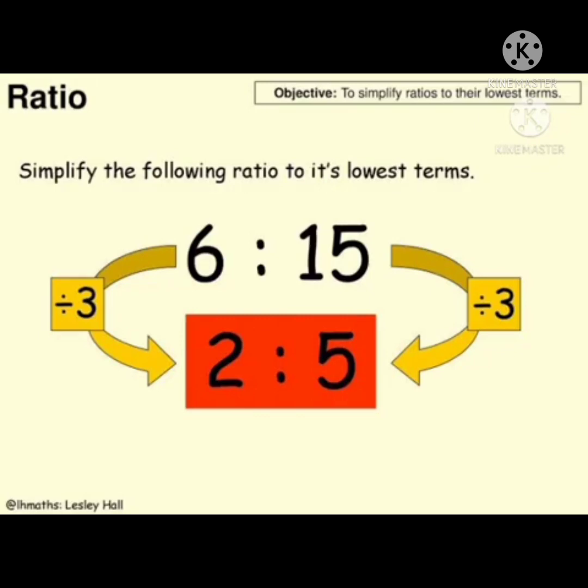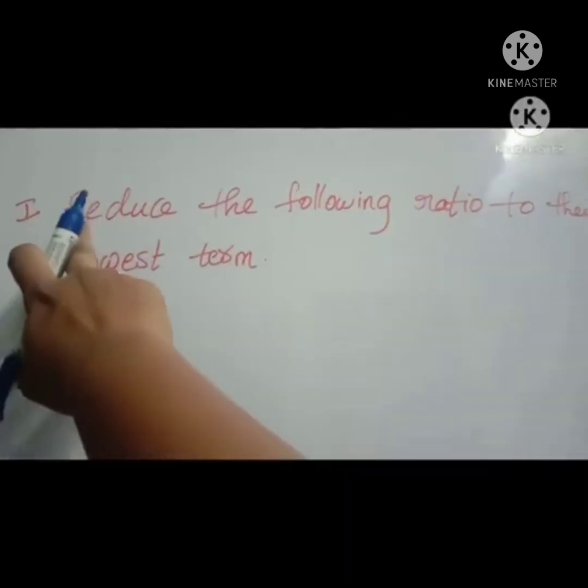Here see in this picture, divided by 3 is there, no? This number is divisible by the 3 table. 6 and 15 are divisible by the 3 table. So how many times is 6 in the 3 table? Here see in the red box. Yes, 2 times. And 15 is also in the 3 table. How many times? Very good, children, 5 times. So what is the lowest terms here? 6 is to 15 is the question. The lowest terms are 2 is to 5.